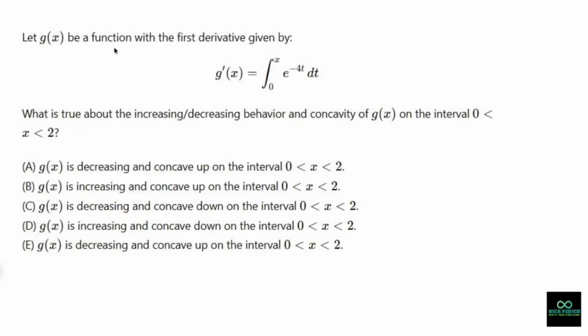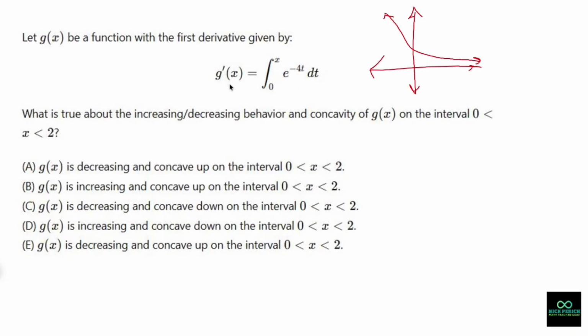Let g of x be a function with the first derivative given by g prime of x equals the integral between 0 and x of e to the negative 4t dt. What is true about the increasing, decreasing behavior and concavity of g of x on the interval between 0 and 2? Generally speaking, e to the negative 4t is going to be exponential decay. It looks something like this. Of course, the picture that I drew is awful, but this will never, ever touch the x-axis.